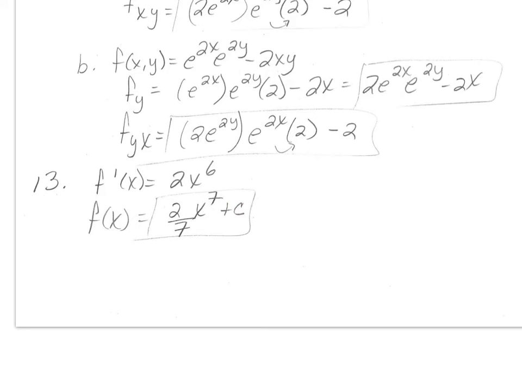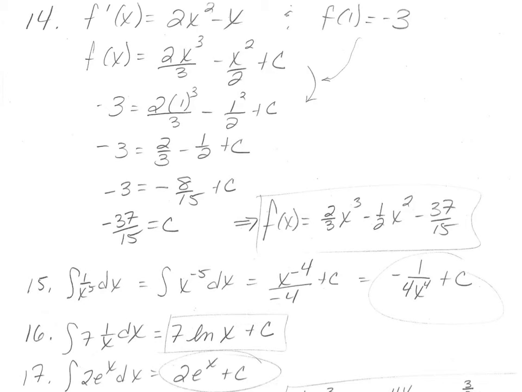Let's go backwards by taking a derivative. The derivative of the constant is 0, which is good because it's not here. And the derivative of 2/7 x to the 7th, bring the 7 down. The 7 divides out with this, so you get 2x to the 6th, and that's exactly what we have.